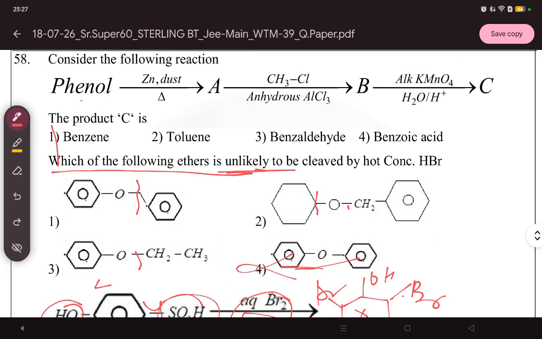Phenol with zinc dust gives benzene. With benzene, methyl chloride and AlCl3, in an alkylation reaction, a methyl group is substituted onto benzene, giving methylbenzene. And with KMnO4, if at least one benzylic hydrogen is present on that carbon, it is converted to carboxylic acid. So finally the answer is benzoic acid.